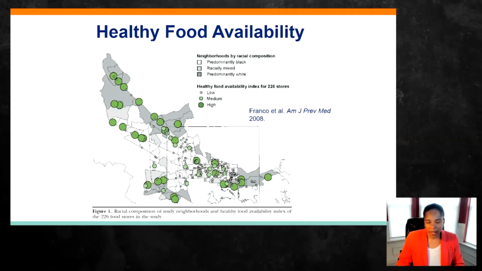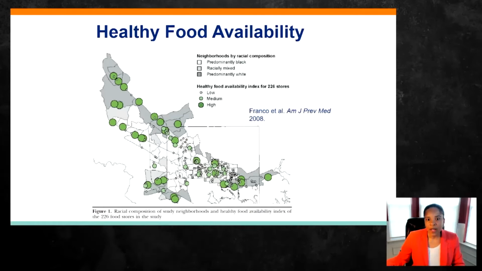And this is work by Dr. Manuel Franco, who is a faculty member at the Johns Hopkins School of Public Health, who, using data from the Johns Hopkins Center for a Livable Future, looked at the availability of healthy foods, here looking at things like fruits and vegetables and whole grains and low-fat dairy foods by location. And these locations were defined by the racial composition of the neighborhoods.